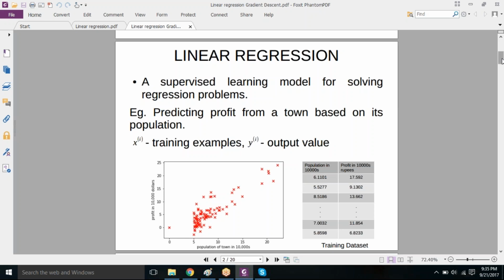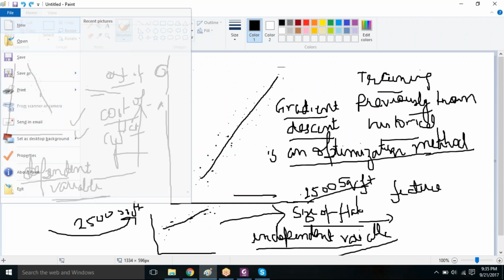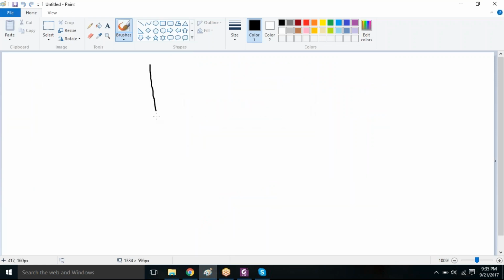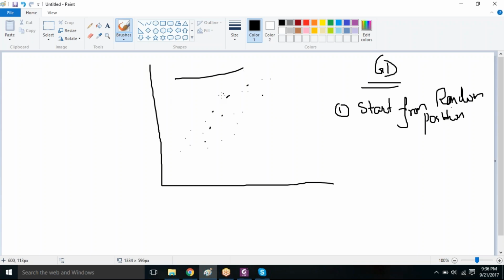So what it actually does is, suppose you have this data, the same data. Gradient descent says, first thing, start from any random position. Any random position. Okay, so maybe you start from here.